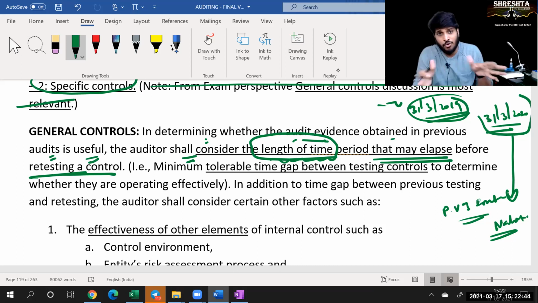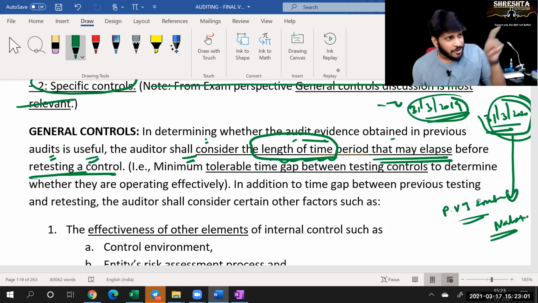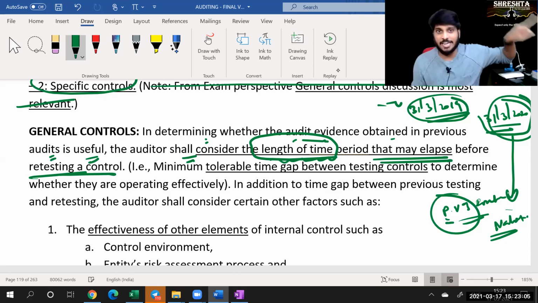In between, whether you do it or not, it's okay. Depending upon the risk: if there is no risk, you may not do; if there is a risk, you may do. But 31st March 2020 is a significant date which you can't postpone, beyond which you can't postpone. Same way, when you test a particular control. Now here I'm speaking about physical verification control.